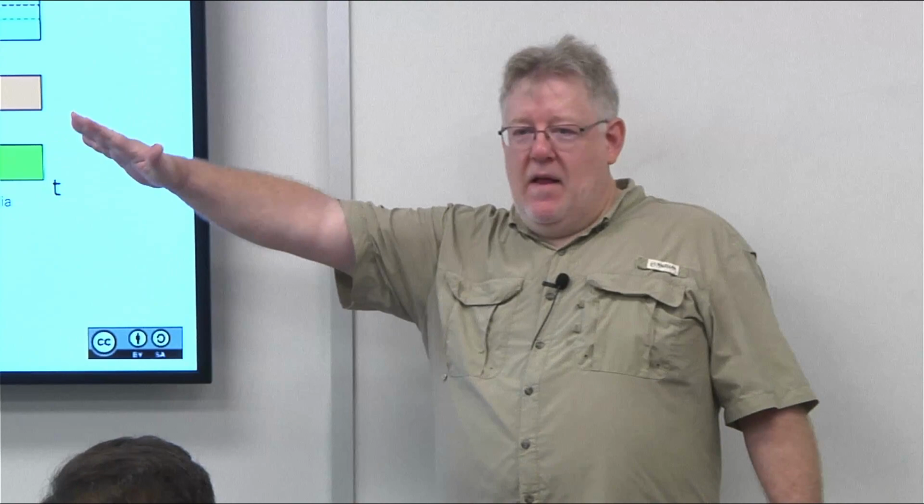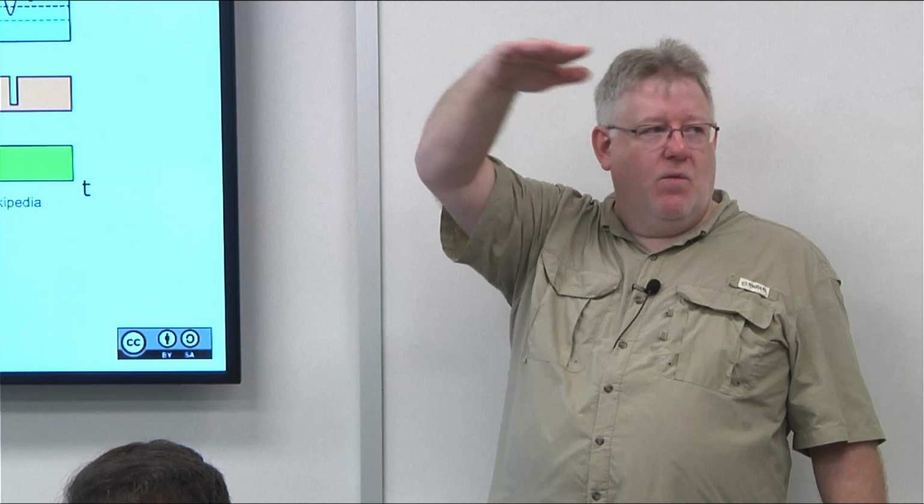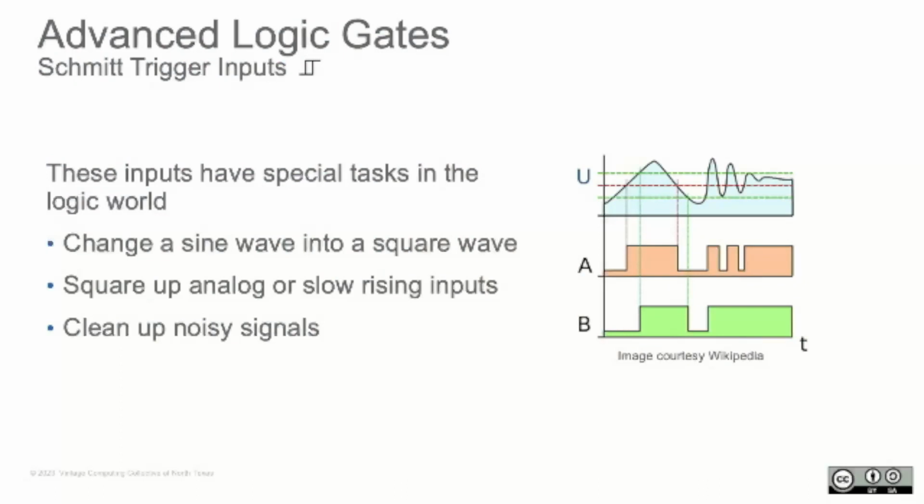Now, the cool thing about Schmitt triggers is if you have an analog signal coming in, you need to square it up. You'll see this on light gun games. You get the light gun signal coming in. They'll feed it through a 74, typically an HC14, but you can use an LS14. It squares up that signal, the slow rising signal, real fast. But what it does is it keeps track of, we've got the logic high and the logic low state, we've got the indeterminate.